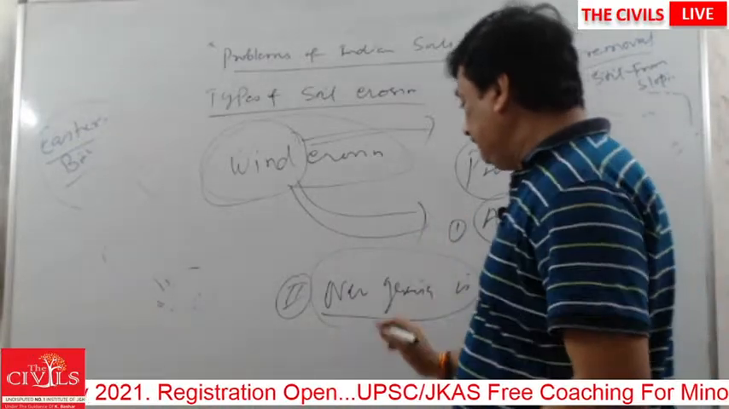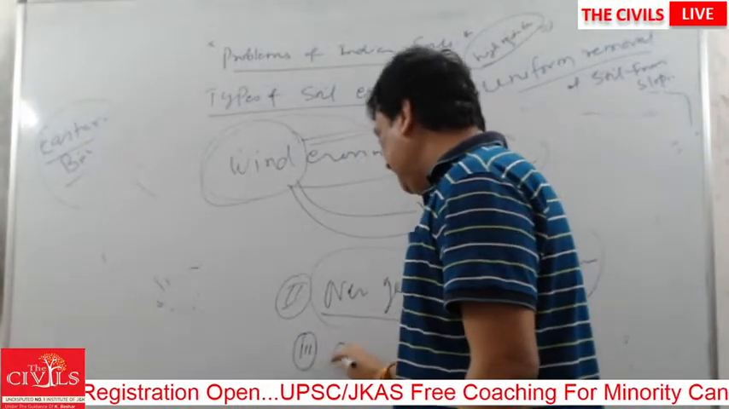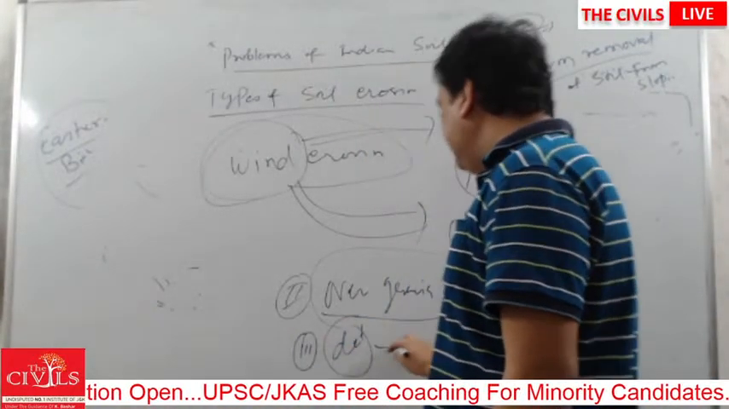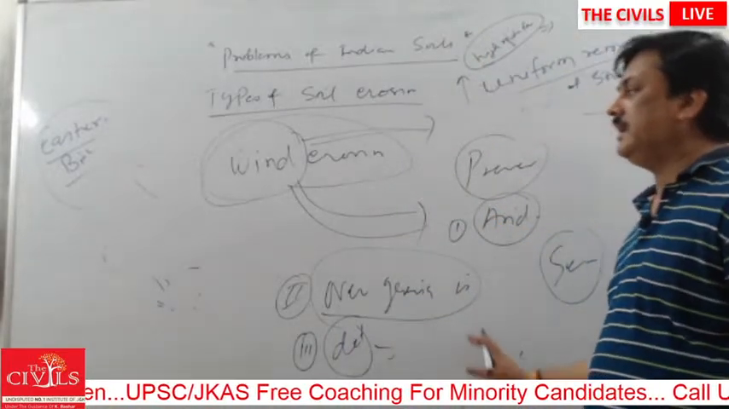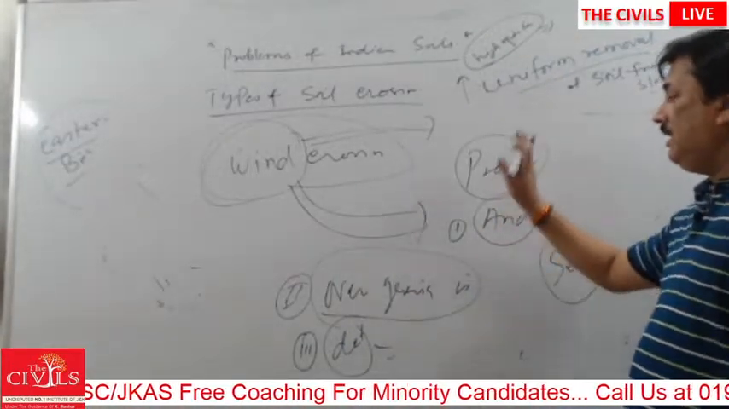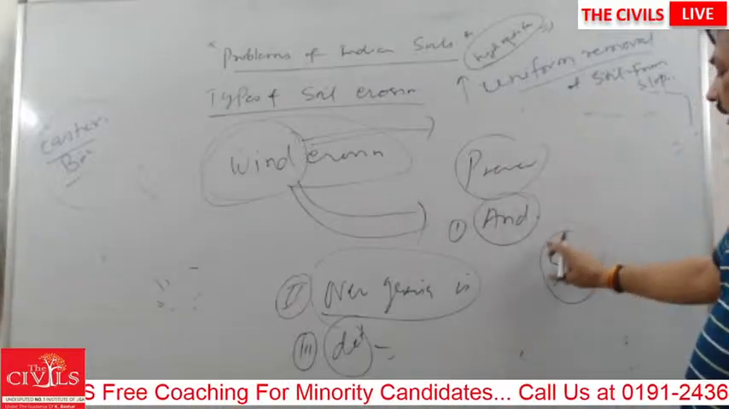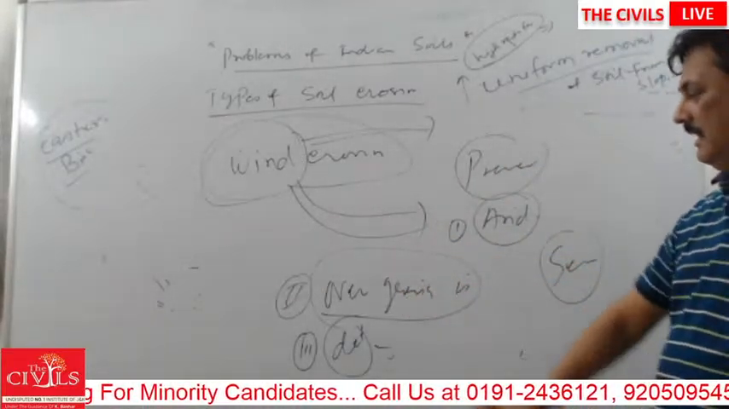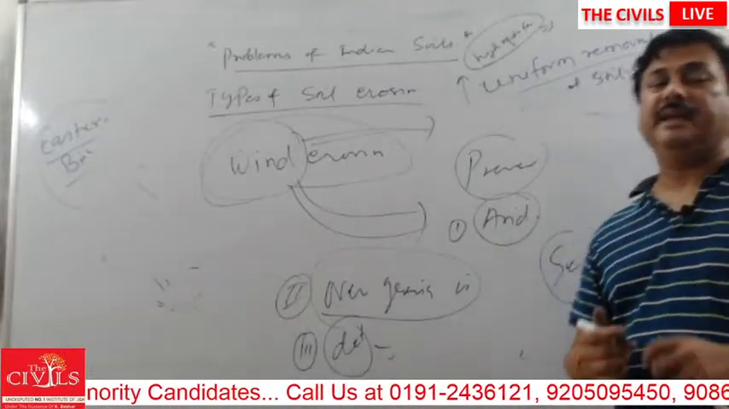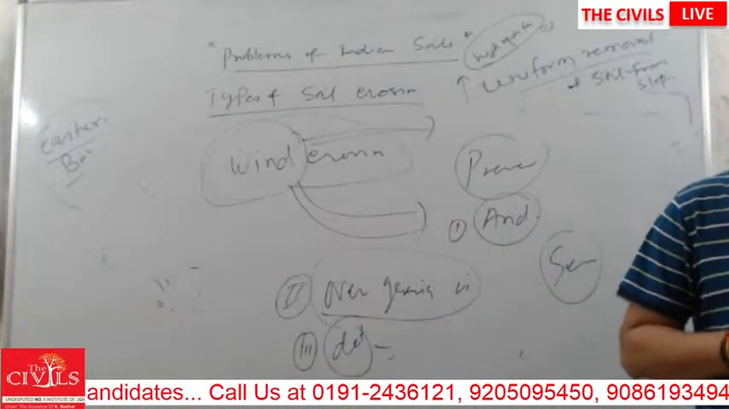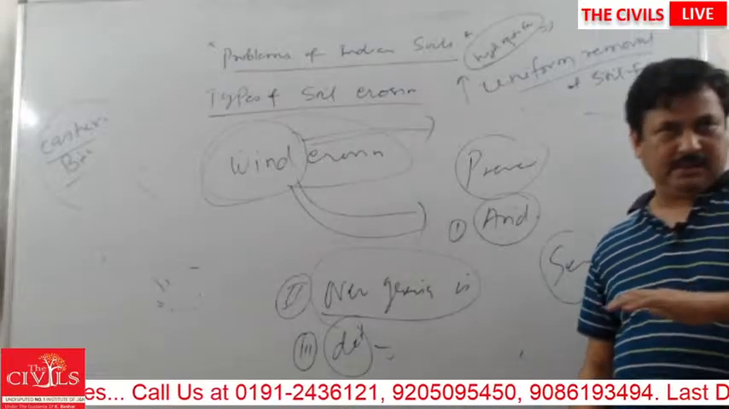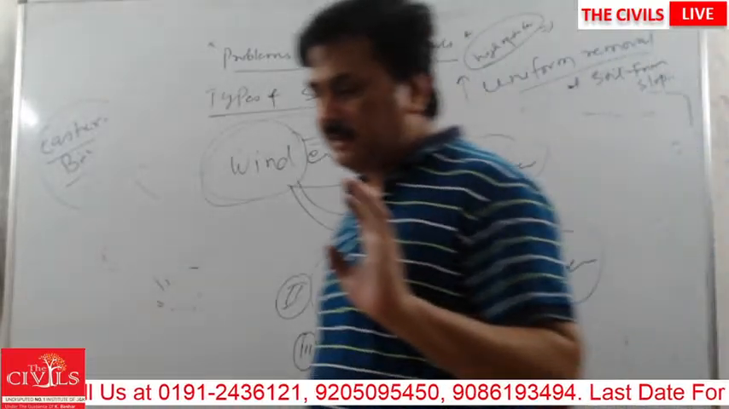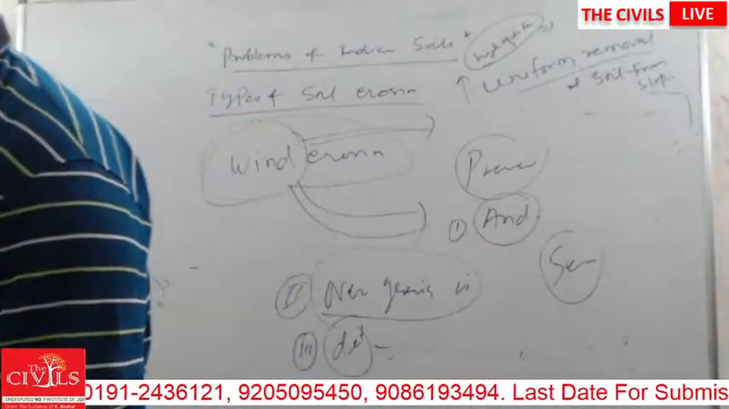The third reason is deforestation. This is also a reason behind wind erosion. So wind erosion is prevalent in desert areas or areas of overgrazing, and apart from that, the areas where deforestation has been done on a large scale. I hope it is clear.